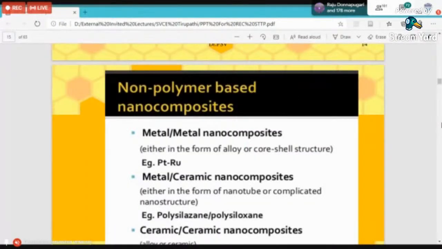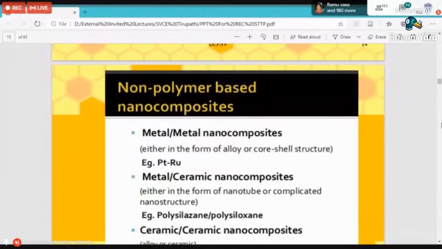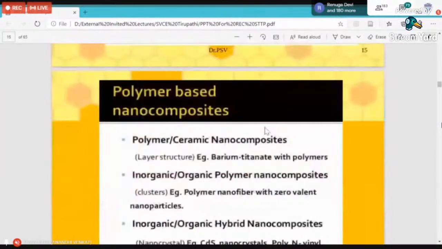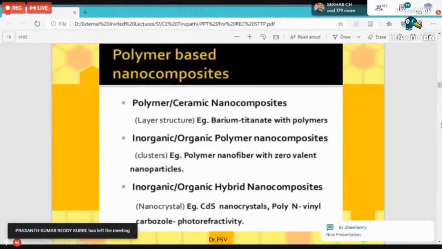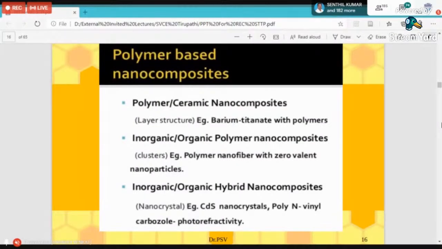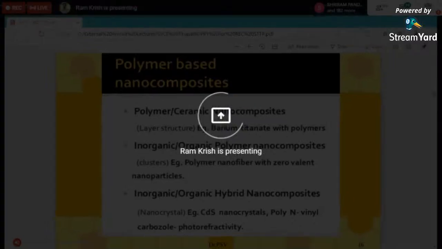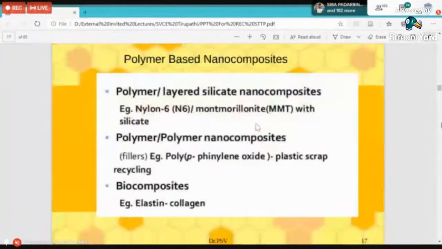But for non-polymer based material, the process cost and the other related design and fabrication cost is going to be more. Now we can have polymer based nanocomposites. We have polymer ceramic, inorganic, organic polymer used together, and organic-inorganic hybrid nanocomposites are being used. So hybrid nanocomposites along with the polymer based. This is extensively used as far as polymer based nanocomposites are concerned.